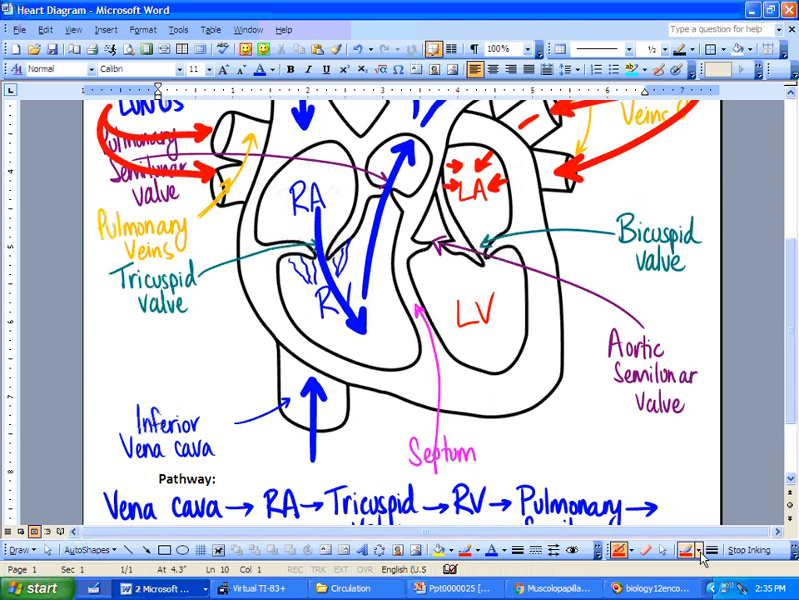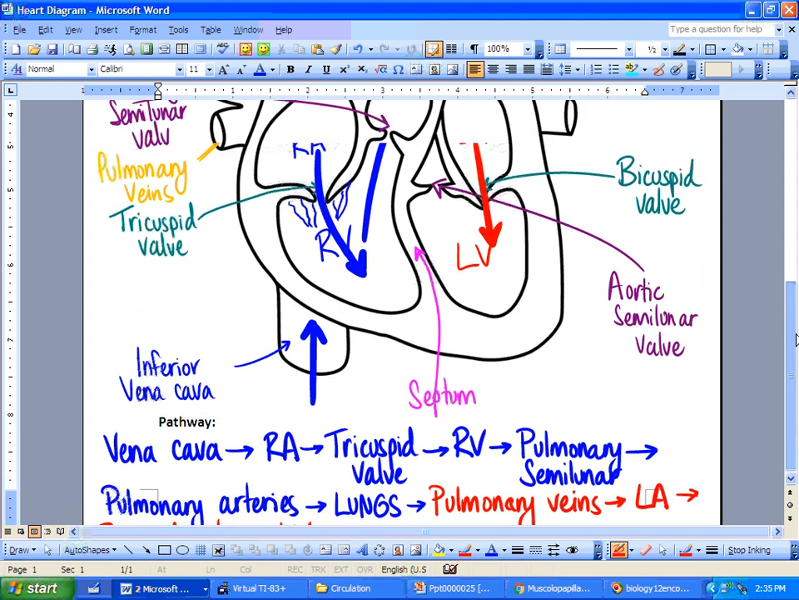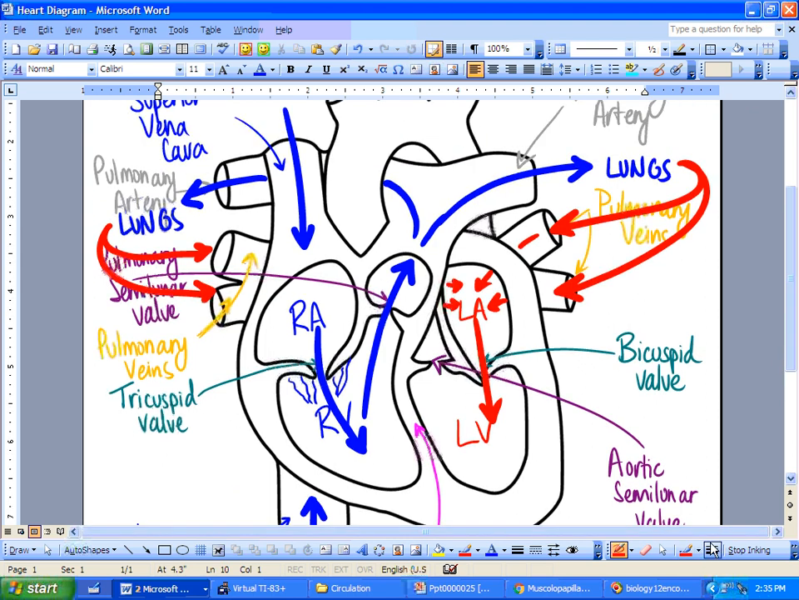That left atrium is going to give a squeeze. That's going to force blood through the bicuspid valve into the left ventricle. So continuing on the path here, we now go through the bicuspid valve. That takes us into the left ventricle. And then the left ventricle gives the biggest squeeze of all, because you've got to get that blood all the way from your head to your toes. So it gives a really, really big squeeze.